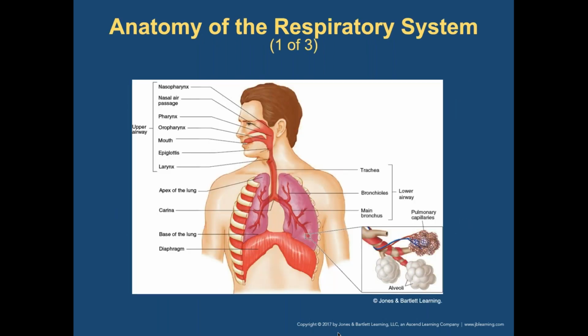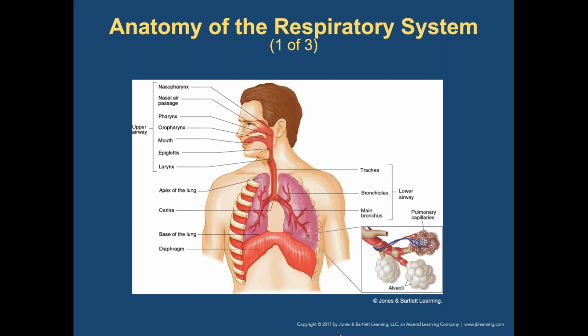Ooh, wrong way. All right, so the anatomy of the respiratory system. Let's do a recap of this from chapter 6, I believe. Let's look at the upper airway. That's your nasopharynx, which is the nose cavity and the area behind it. You have the nasal air passages, the pharynx, the oropharynx. The oropharynx is where your mouth is, right? Oral. You have the actual mouth, the epiglottis, and the larynx.